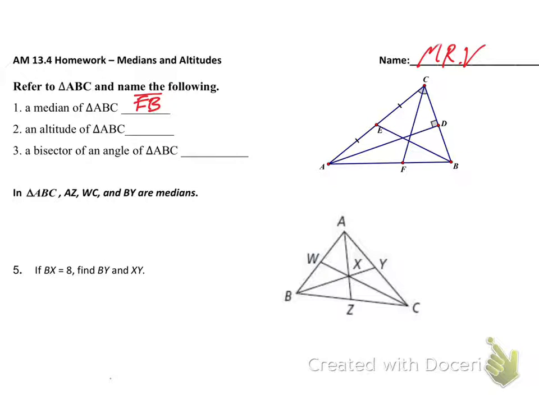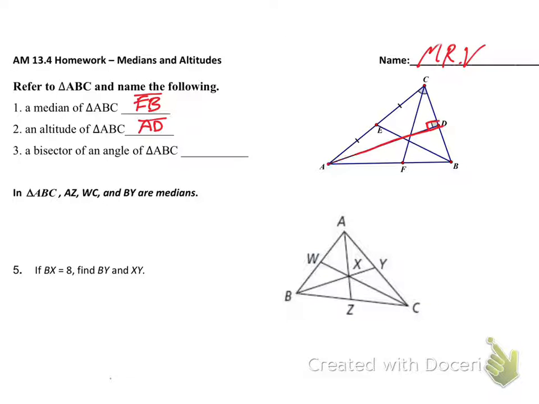All right, so then an altitude, remember an altitude has to be 90 degrees at the opposite side. So it starts at its vertex and goes and meets its opposite side and makes a 90-degree angle. So the only one that does that is this one right here. So it'd be AD.